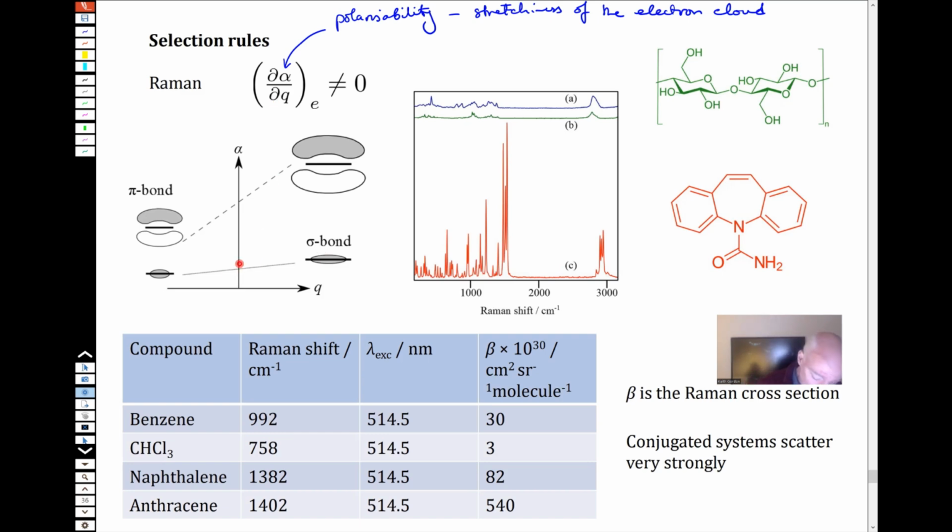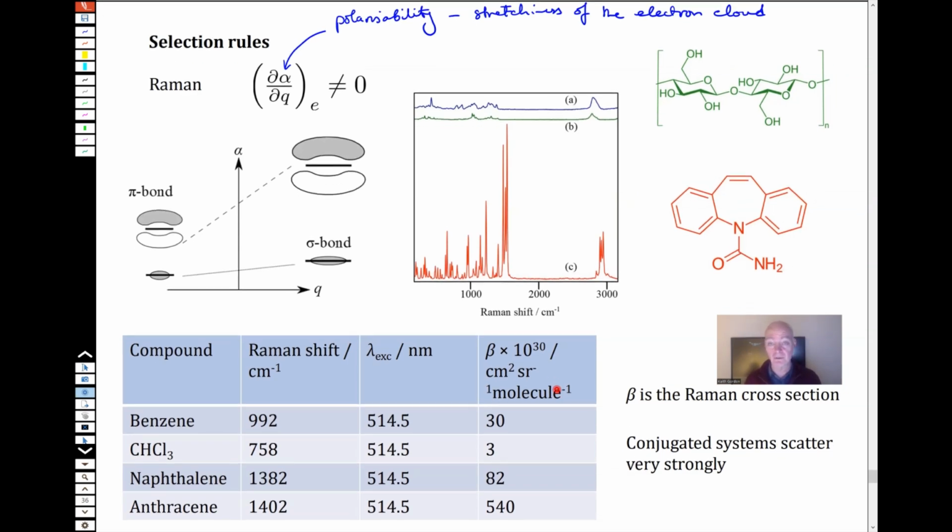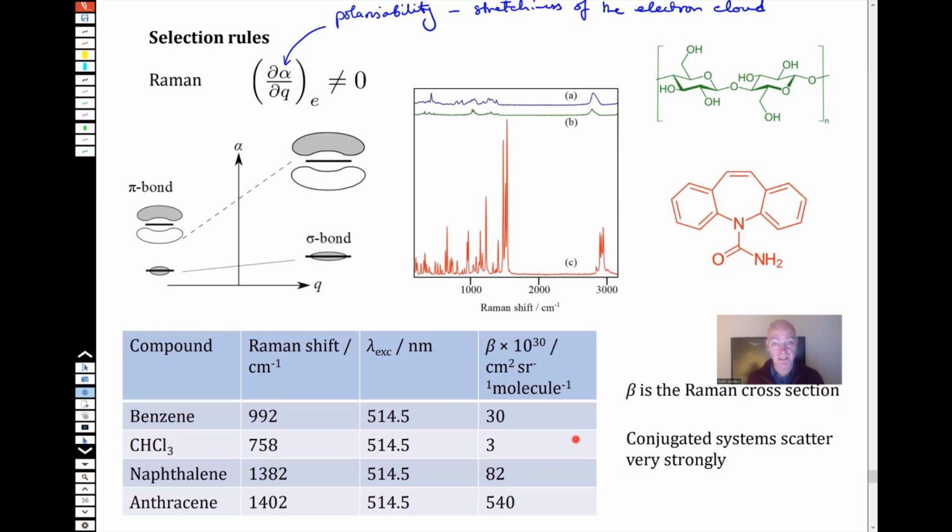But if I have a pi system, I have electrons loosely held up here and loosely held down there, and I squeeze this vibration out, then this moves a lot, and so the d alpha by d Q is large. So the stretchiness of the electron cloud is absolutely critical to the effectiveness of Raman scattering. And that has a really big effect. Let me show it with two examples. Let's look at the diagram first.